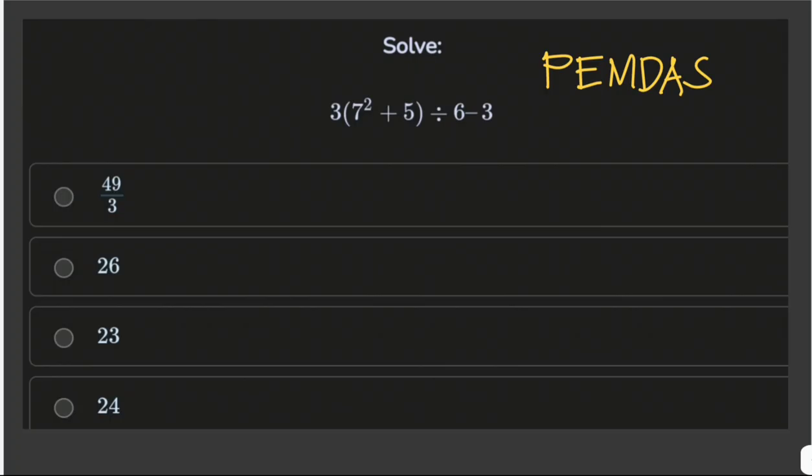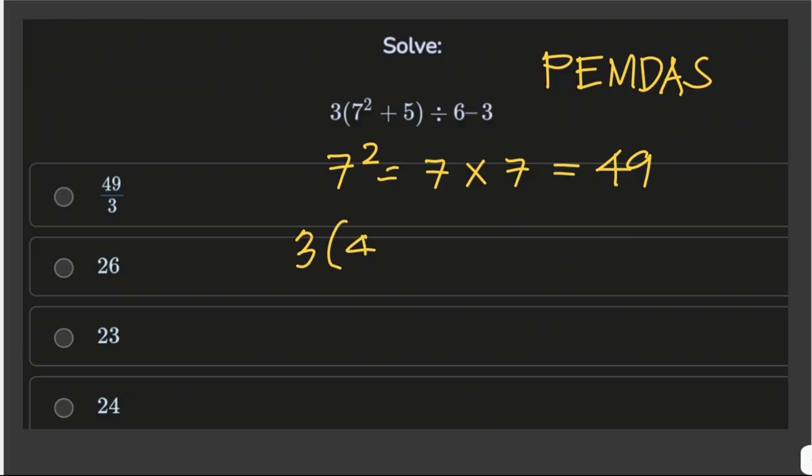Alright, let's solve this problem. We have an expression inside the parentheses, which is 7 squared plus 5. So we simplify 7 squared first. 7 squared is just equal to 7 times 7, which is 49. And the expression becomes 3 times (49 plus 5) divided by 6 minus 3.